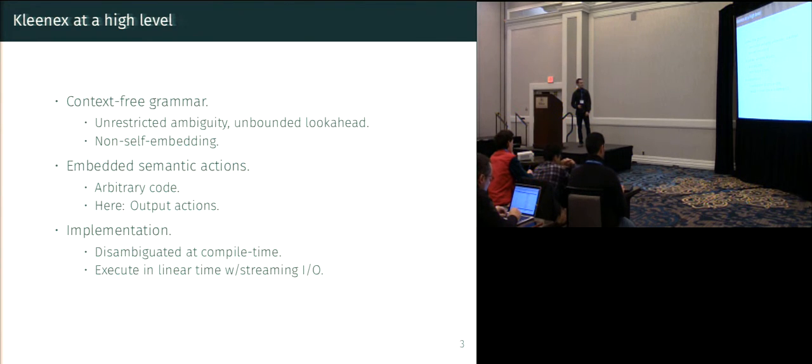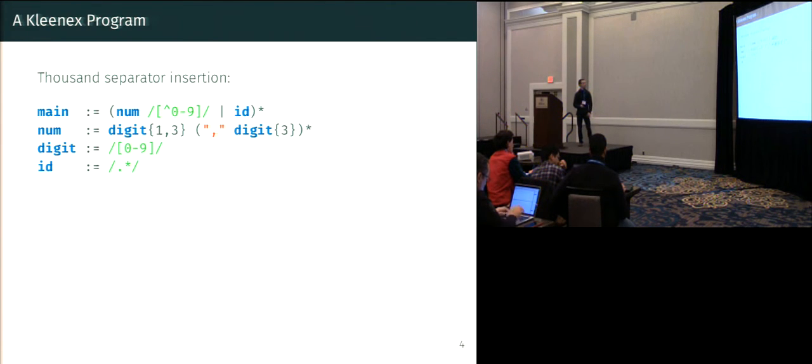The implementation is a compiler that fully disambiguates the input grammar at compile time, and the compiled programs execute in linear time with streaming I/O. So this is an example of a Kleenex program. It inserts 1,000 separators in the form of commas in numbers occurring in a data file, and leaves the rest of the data in the file intact.